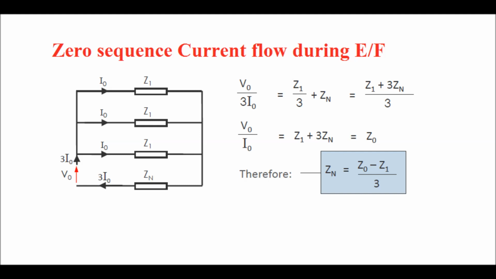Now V0 by I0 is equal to Z0, which is the zero sequence impedance of the transmission line. So here we can write that Z1 plus 3Zn is equal to Z0. Therefore we can write Zn is equal to Z0 minus Z1 divided by 3.